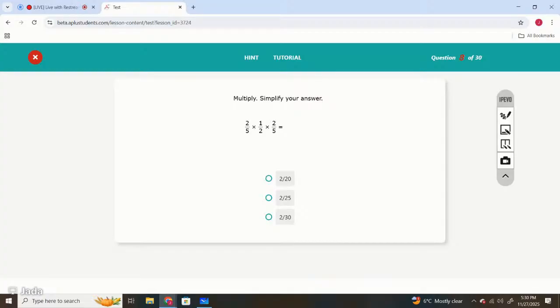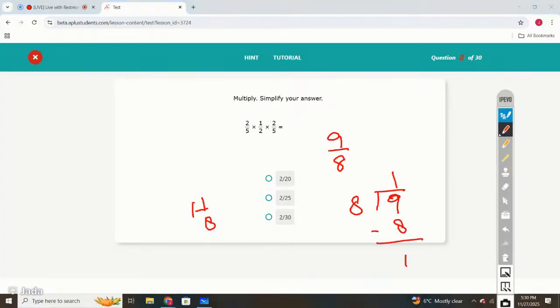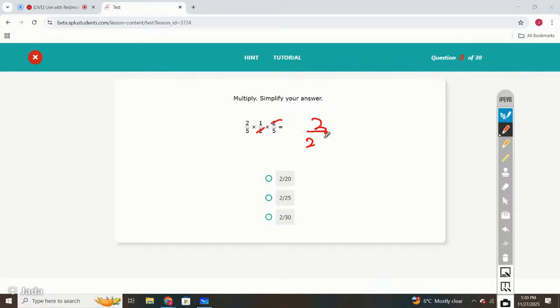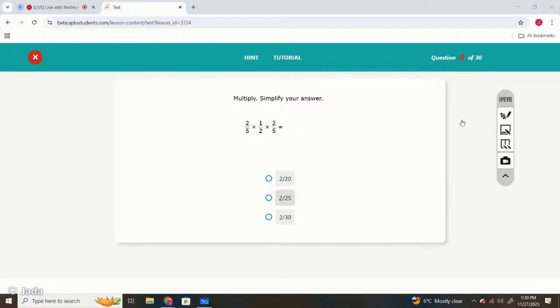Multiply 2 by 5 times 1 by 2 times 2 by 5. So 2 and 2 cancel out. So we are left with 2 by 5 times 5 is 25. That is 2 by 25. Option number 3 is the correct option. 2 by 25 it is.